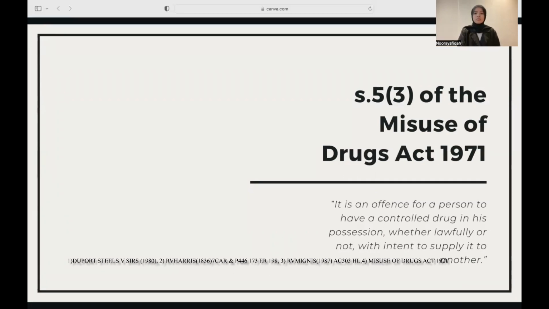and appealed to the court that the intention to return the drug is not considered as supplying.